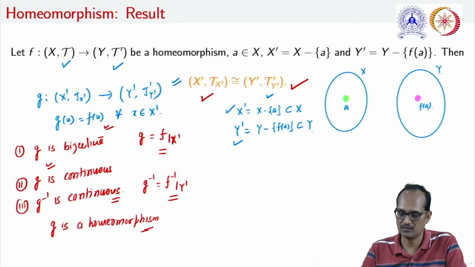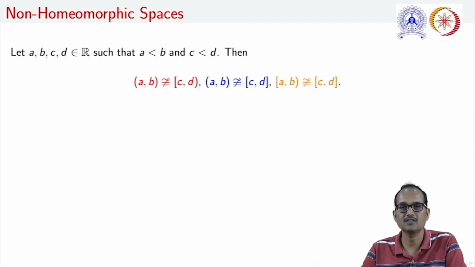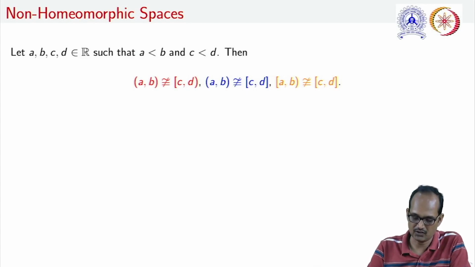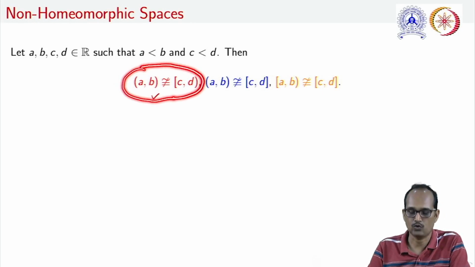Now let us use this result to show that some topological spaces are not homeomorphic, that is, there exists no homeomorphism between these spaces. We are taking examples as intervals. Note that these intervals are taken as subspaces of the real line with Euclidean topology. Let us begin with the first one. We want to show that the open interval (a, b) is not homeomorphic to the semi-open interval [c, d).